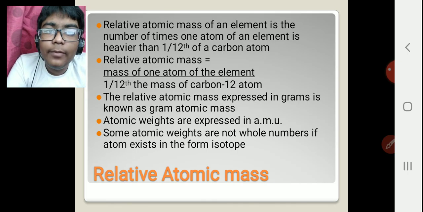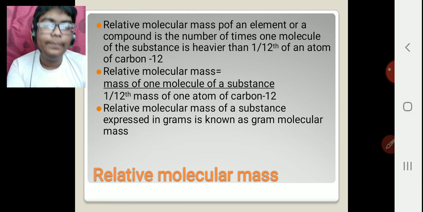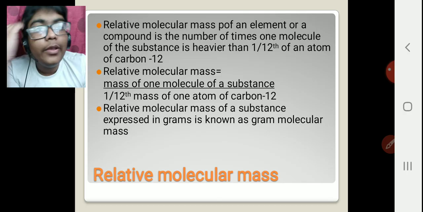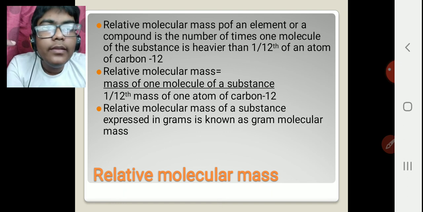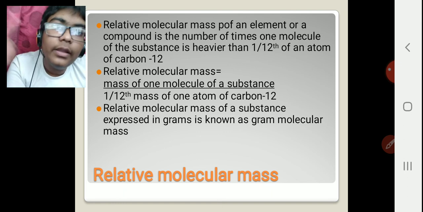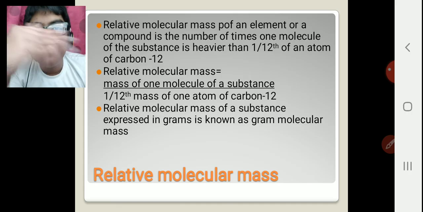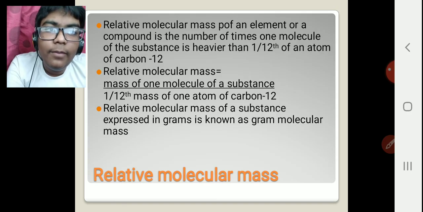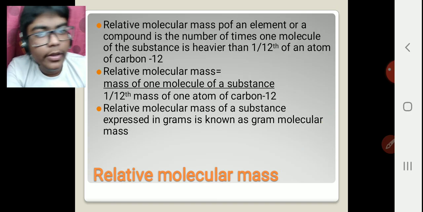Some atomic weights are not whole numbers, because the elements exist in the form of isotopes. Relative molecular mass of an element or a compound is the number of times one molecule of that substance is heavier than 1/12 of that of the carbon 12 atom. So the formula remains the same, only molecules come in between. If relative molecular mass is expressed in grams, it is gram molecular mass.